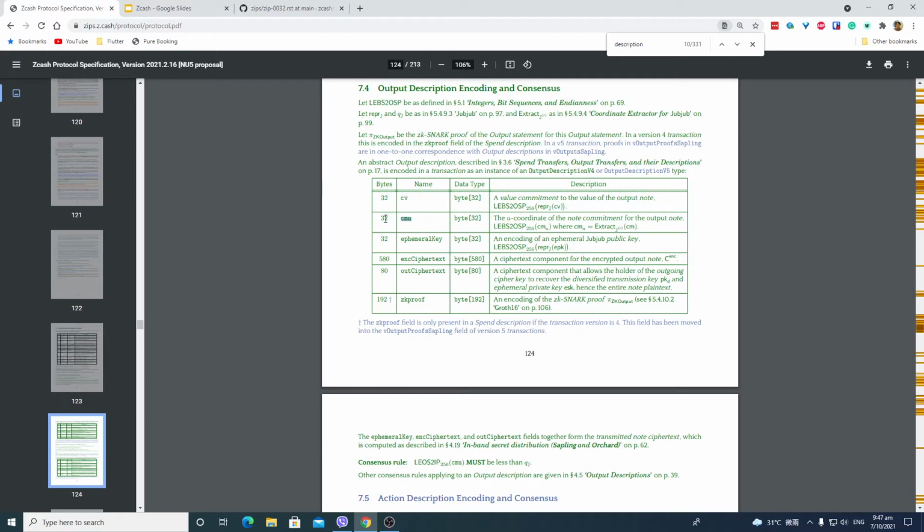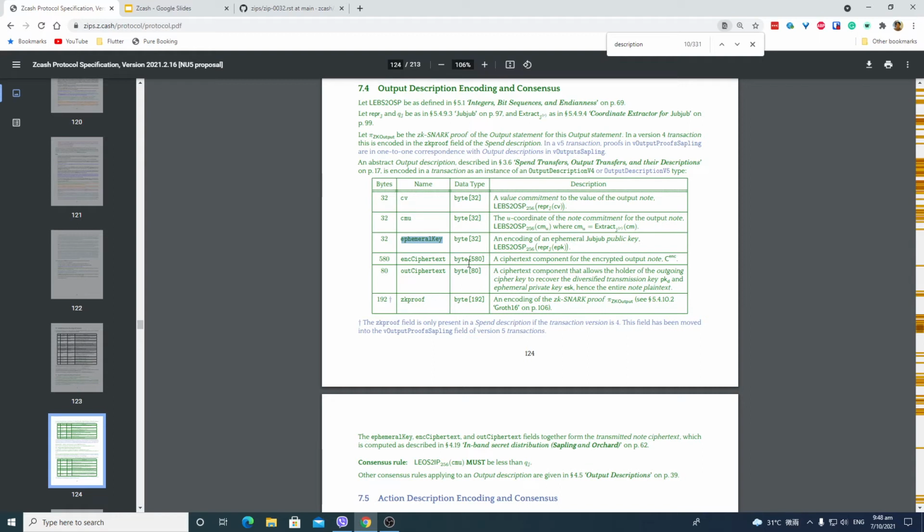The CMU is the note commitment. Once the note is encrypted, we have this CMU, which is going to be stored by every node participant. Every node is going to keep the CMU for all the notes in order to detect spends. And then we have this part, which is one part of the key to decrypt the note.